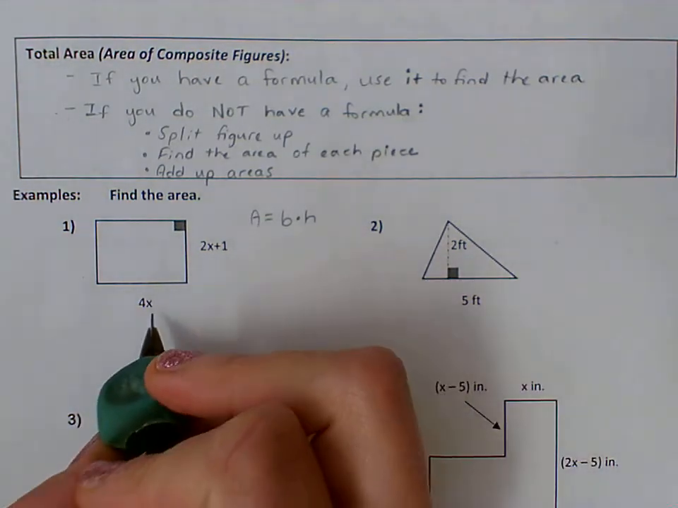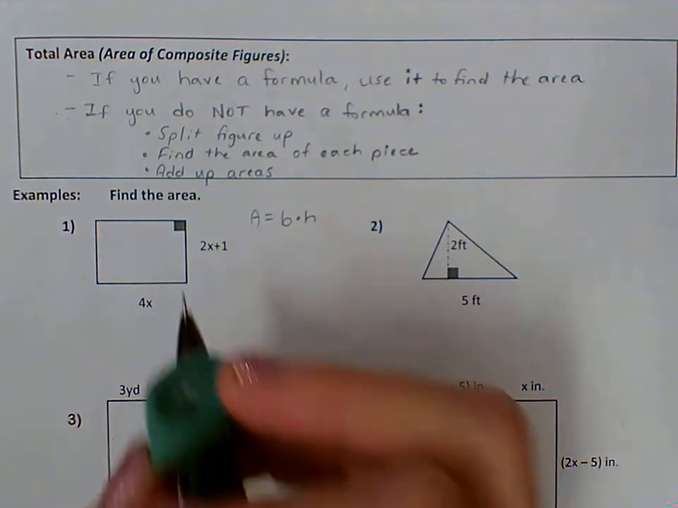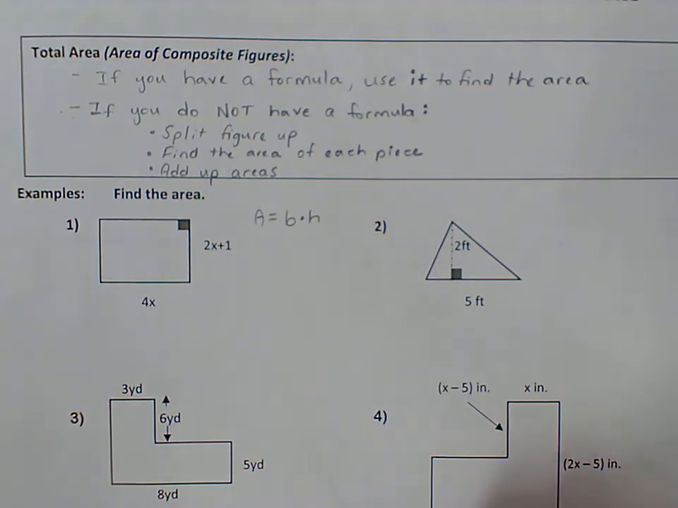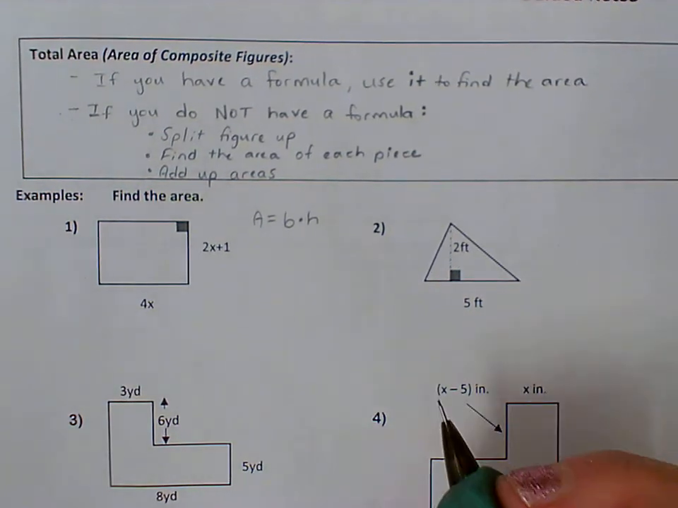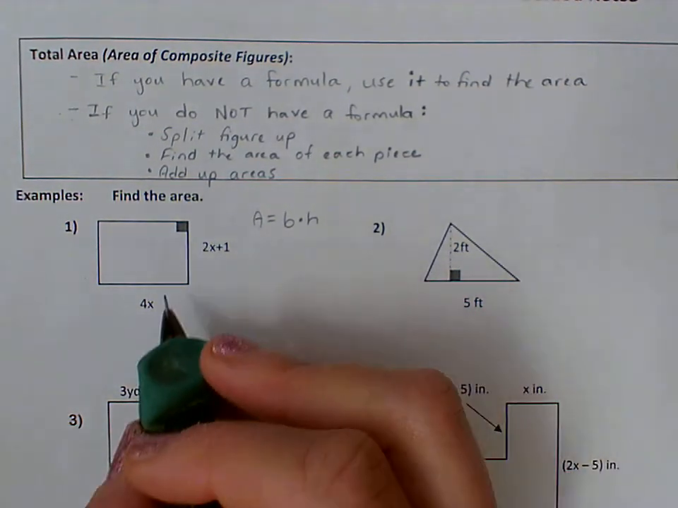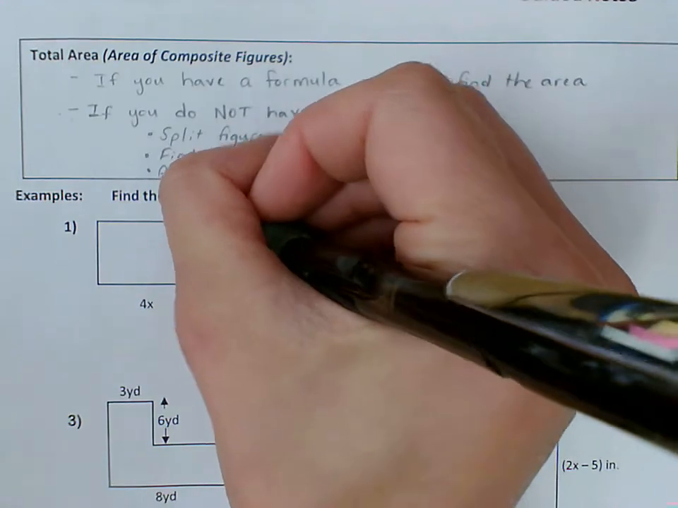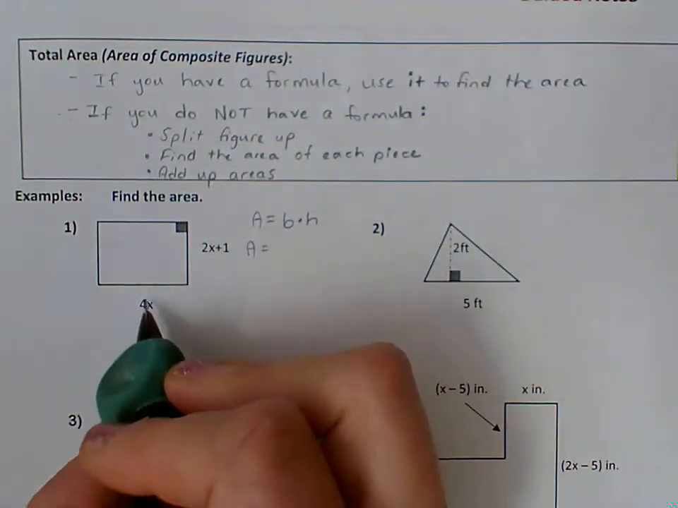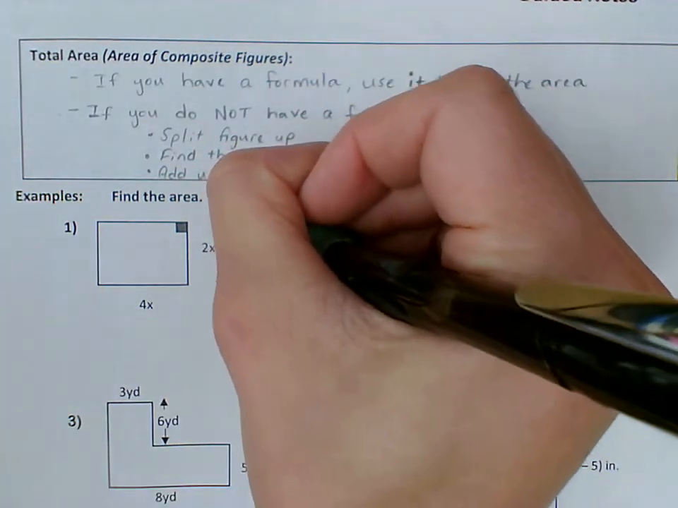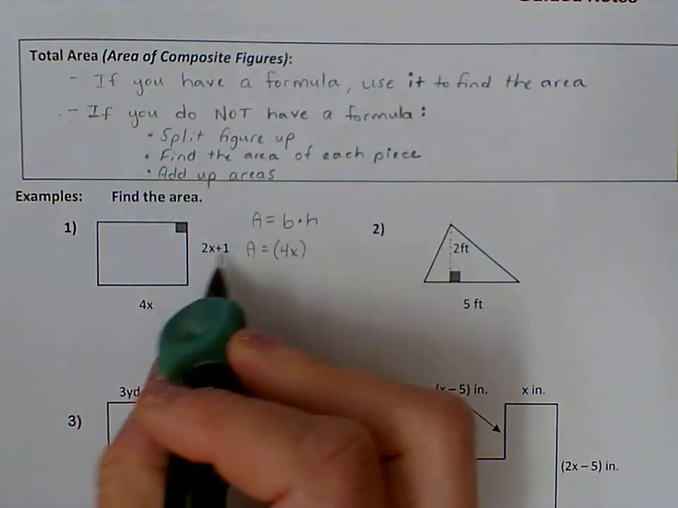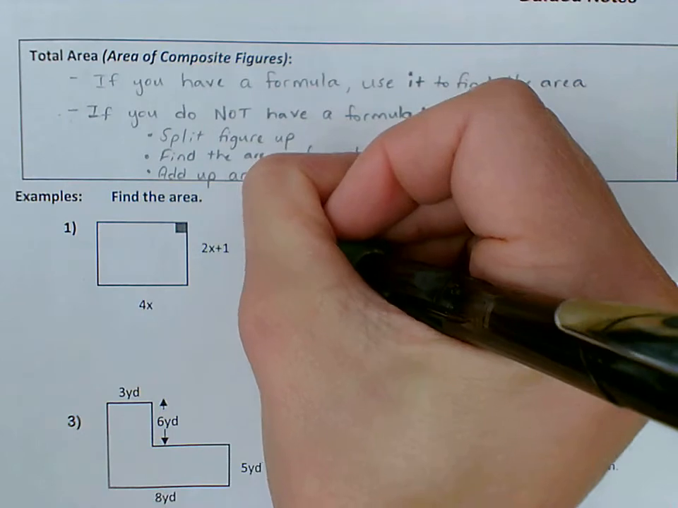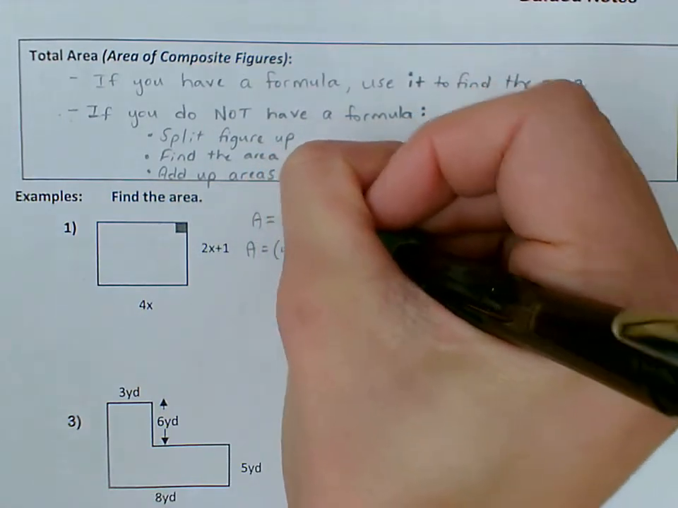And so notice, looking at the base and the height, they're not giving us just regular lengths. They're giving us an expression. And so that means our answer won't be just a regular old number. It's going to be an expression, okay? And so we're going to plug it in. My base is 4x, so it's going to be 4x. And then my height is the 2x plus 1. So you're going to take that times the 2x plus 1.